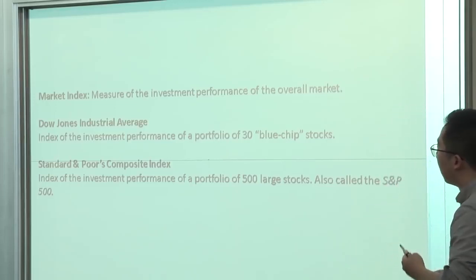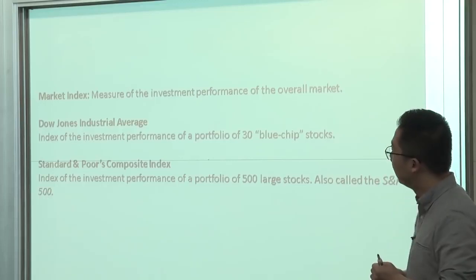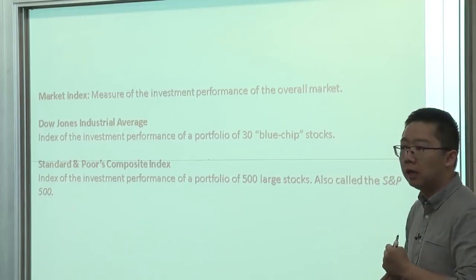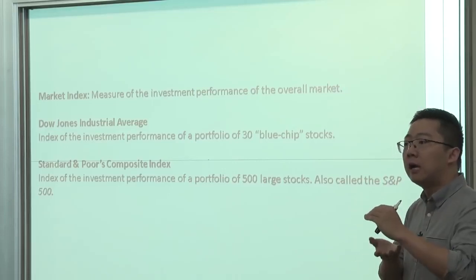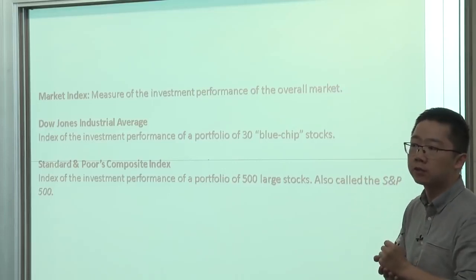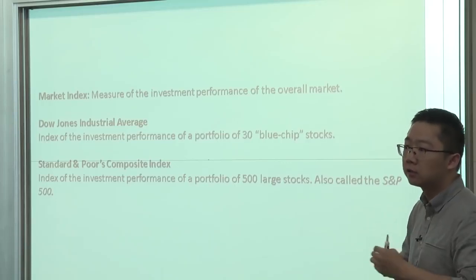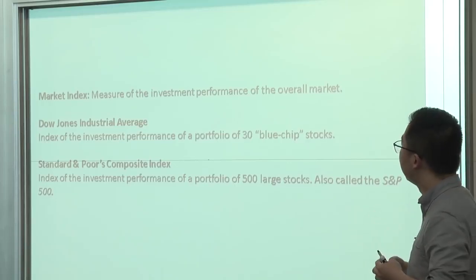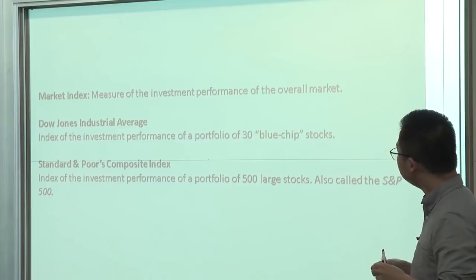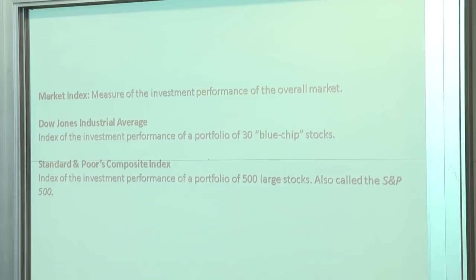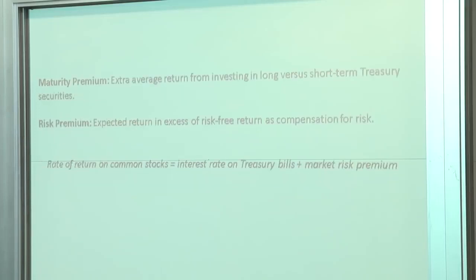So the Standard & Poor's Composite Index is a little better. It includes 500 larger stocks, and it weights each stock in proportion to its number of shares outstanding. So it's more representative than the Dow Jones in terms of representing the whole market. Okay, so there could be multiple choice questions comparing different types of indexes.